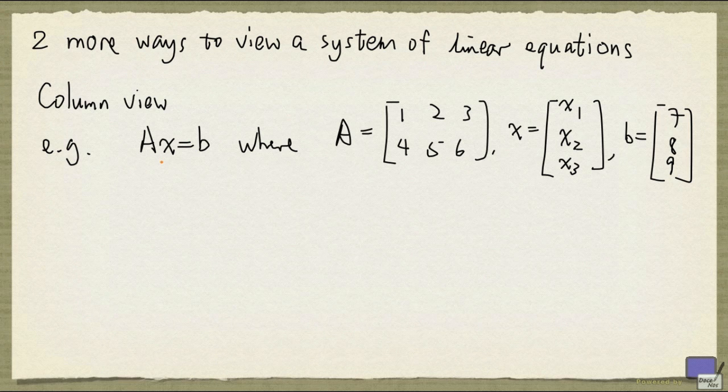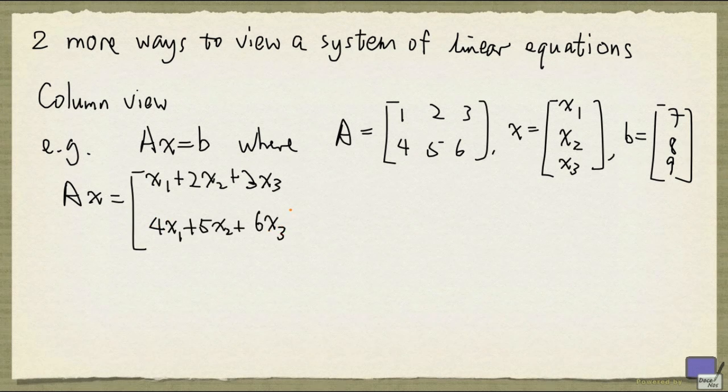As you may recall, the left-hand side in Ax equal to b is simply a shorthand for writing a two-tuple. So the first entry of this two-tuple is given by 1 times x1 plus 2 times x2 plus 3 times x3. And the second entry is given by 4 times x1 plus 5 times x2 plus 6 times x3.